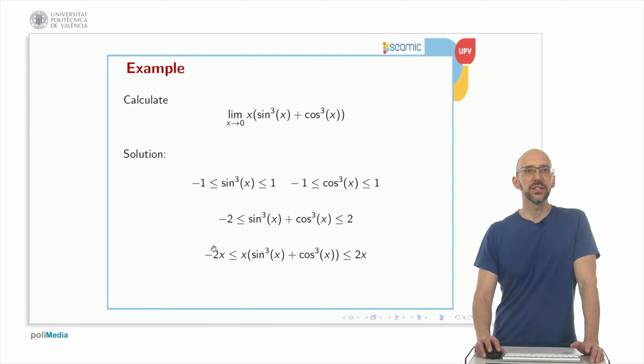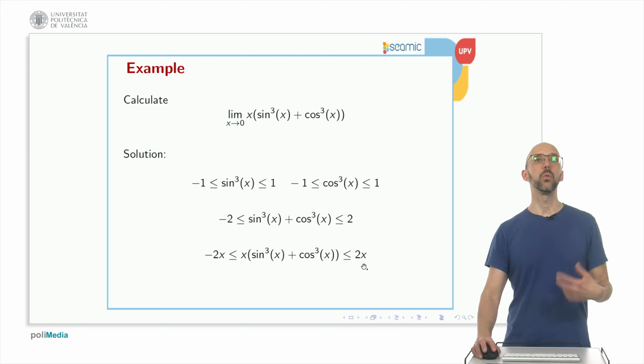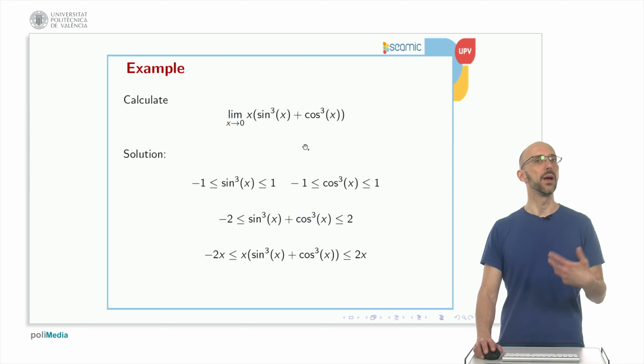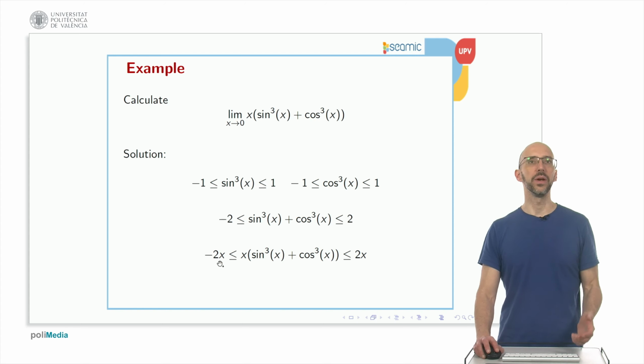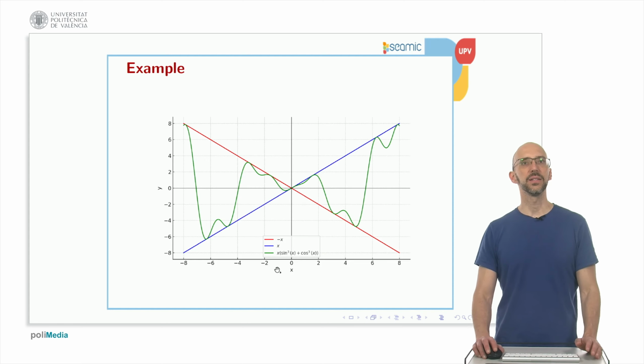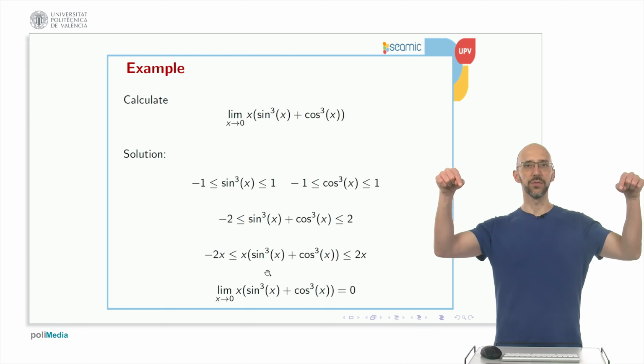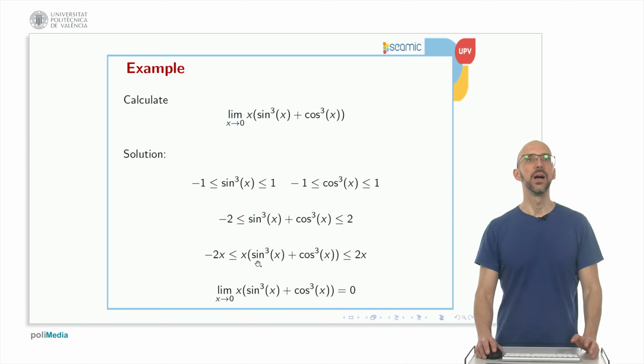If we multiply all three functions by x, the inequalities hold again, and we get that -2x and 2x are the extreme functions. And in the middle, we have the function we wanted to calculate the limit of. Perfect. The limit of this function when x approaches 0 is 0. The limit of this function when x approaches 0 is 0 again. So, guys, what is going to be the limit of everything in the middle? 0. Okay? So the limit of this is 0, because the limit of the two functions on the borders are 0.